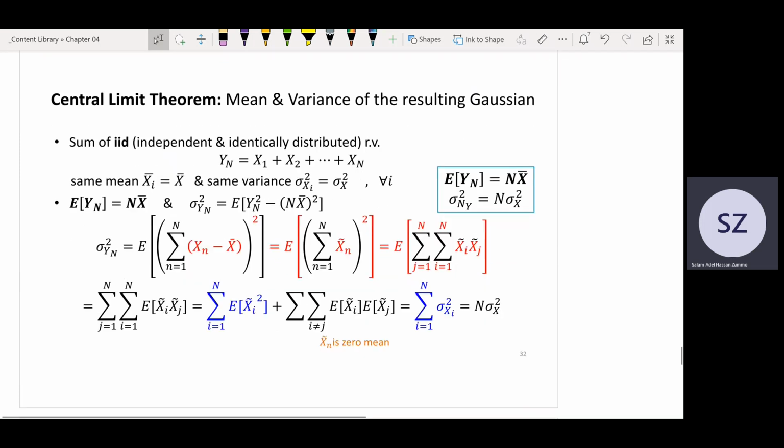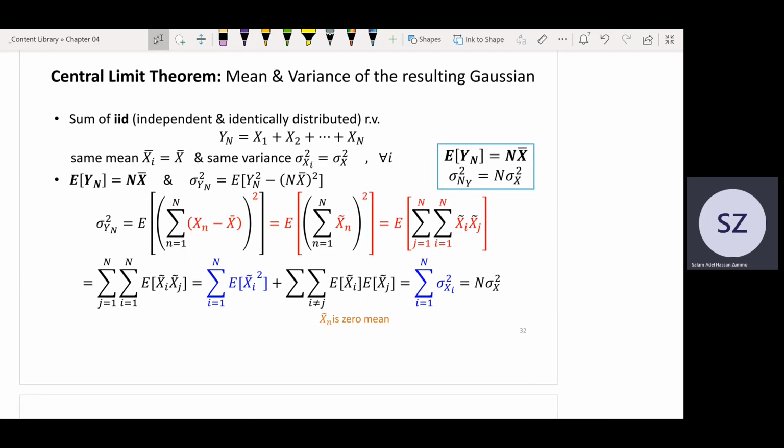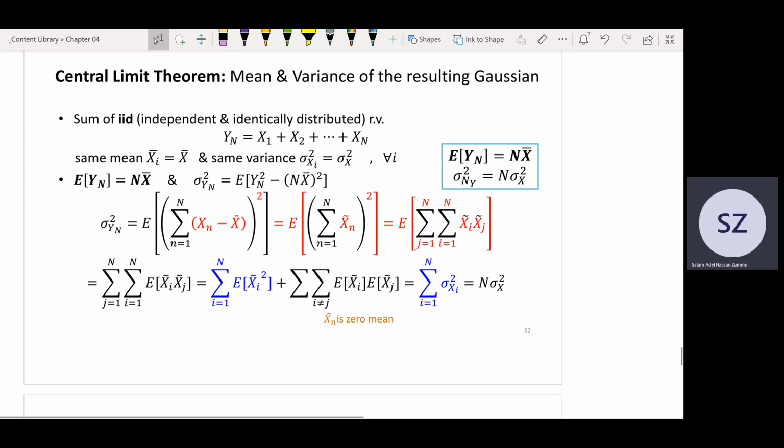Now let's talk about the details. If I have a large number of random variables that are summed together, what do I have? I have a sum of IID. What is IID? IID is independent and identically distributed. You will see this word in many cases. The first I is independent, the second I is identical, and the D is distributed.